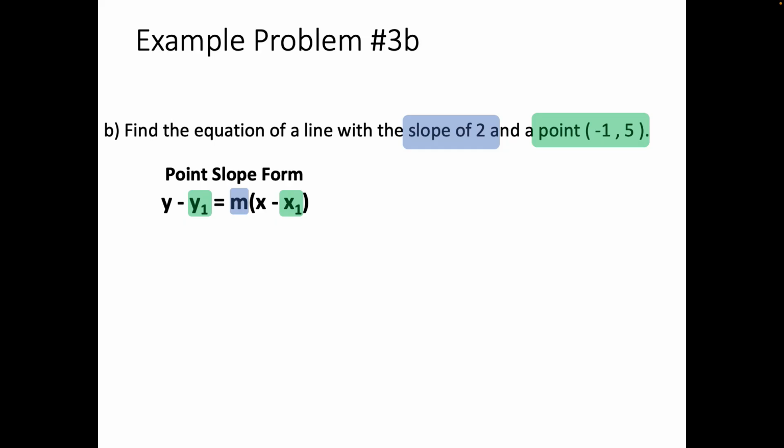So I'm just going to plug in those values, and when I do, I have y minus 5 equals 2 times the quantity of x minus negative 1. But of course, x minus a negative 1, we don't want to leave it like that. Minus a negative turns into a positive. So our final answer is just y minus 5 equals 2 times x plus 1.